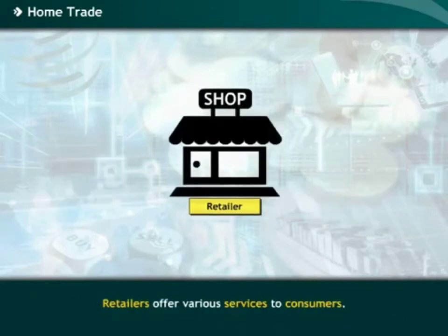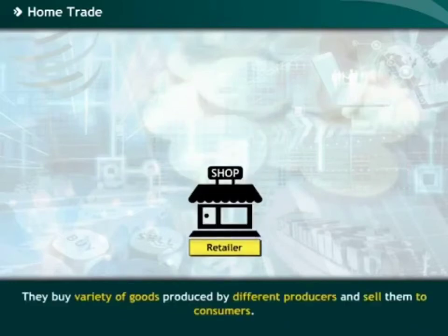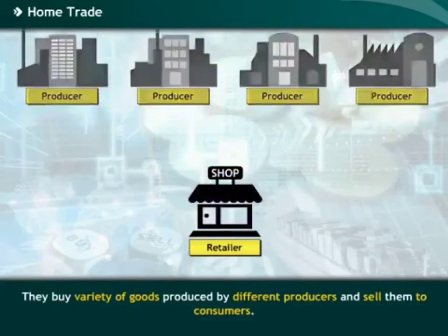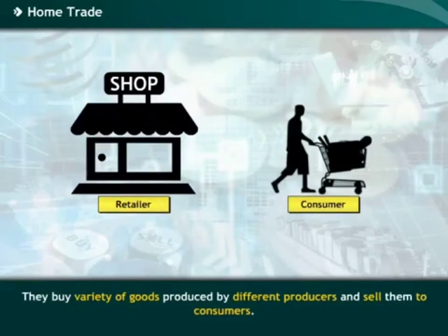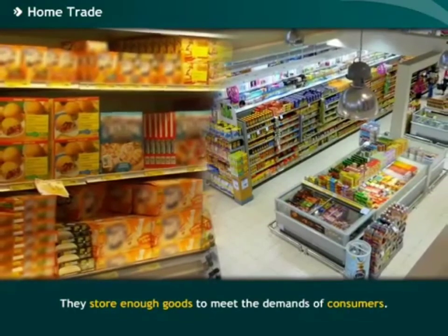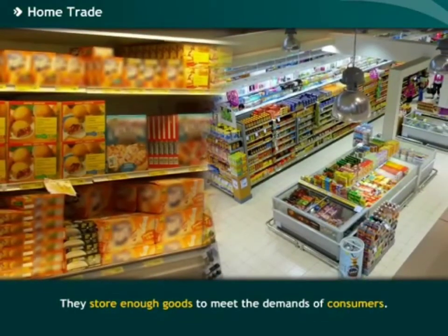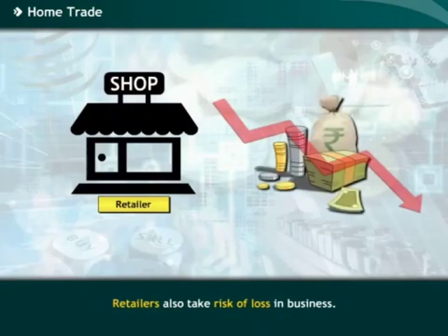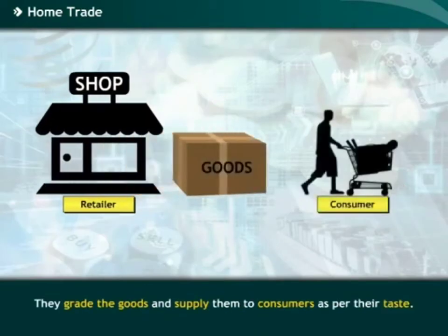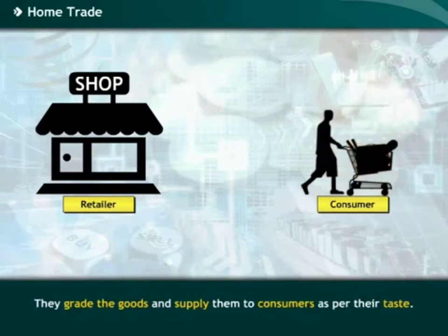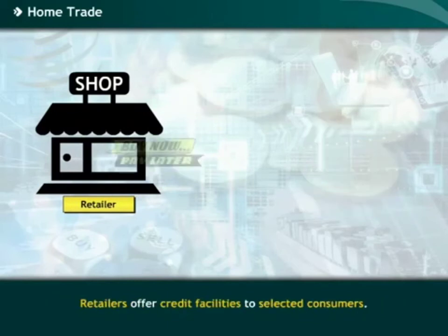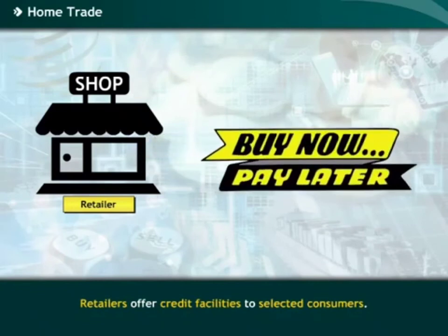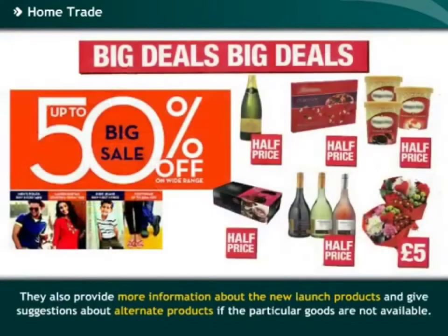Retailers offer various services to consumers. They buy a variety of goods produced by different producers and sell them to consumers. They store enough goods to meet the demands of consumers. Retailers also take the risk of loss in business. They grade the goods and supply them to consumers as per their taste. Retailers offer credit facilities to selected consumers. They also provide more information about newly launched products and give suggestions about alternate products if the particular goods are not available.